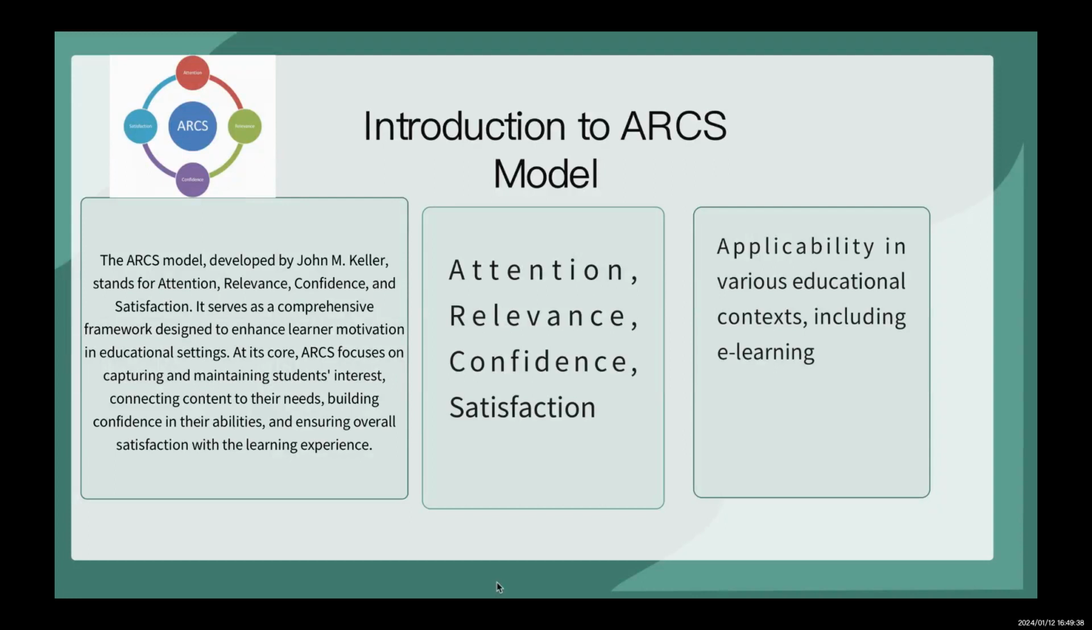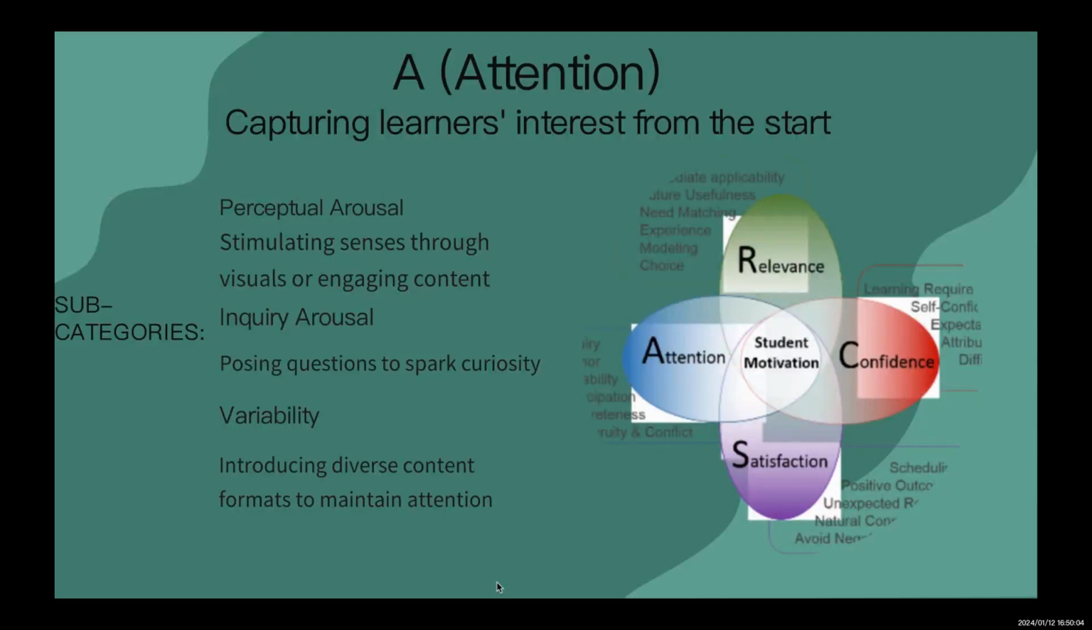So the 4 key components of this model: the first one, A, attention. The second one, R, relevance. The third one, C, confidence. Who is the last one? Okay, yes, it's S, satisfaction. And the applicability in various educational contexts, including e-learning. Okay, we will learn all the details of these 4 key components.